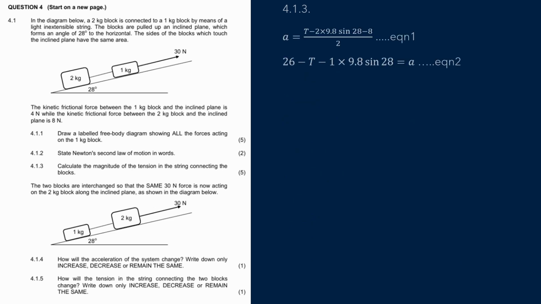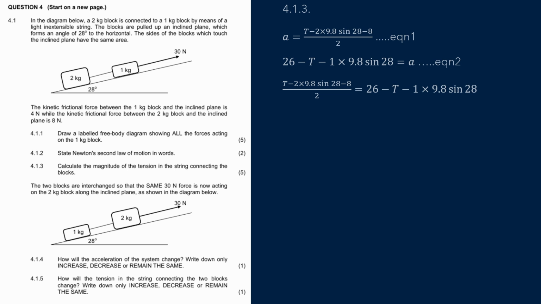Now, I notice that I have 2 equations, and the subject of both formulas is a, acceleration. Because the string is light and inextensible, the acceleration of box 1 is equal to the acceleration of box 2, and hence equation 1 is equal to equation 2. Equating the 2 equations, I get (T minus 2 times 9,8 sine of 28 minus 8) over 2 is equal to 26 minus T minus 1 times 9,8 sine of 28.